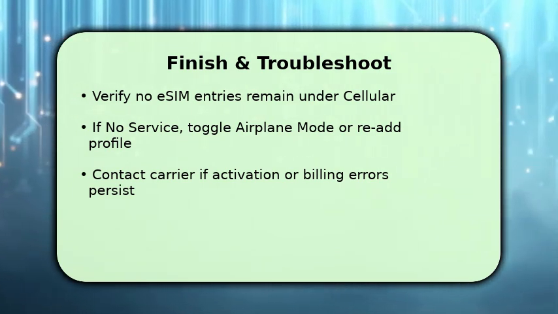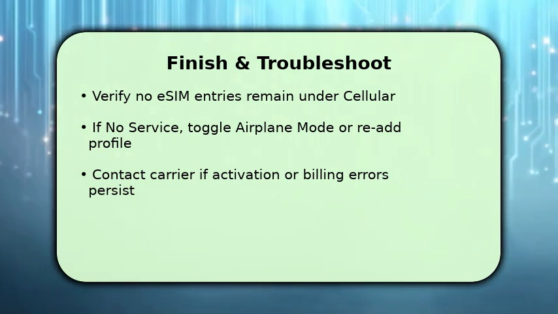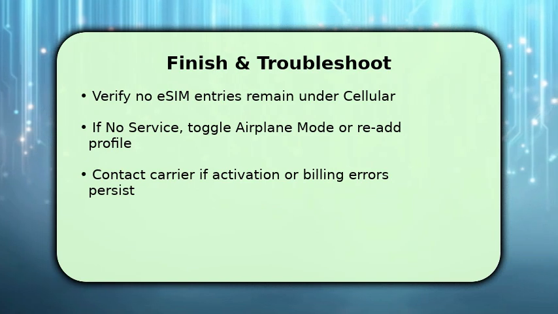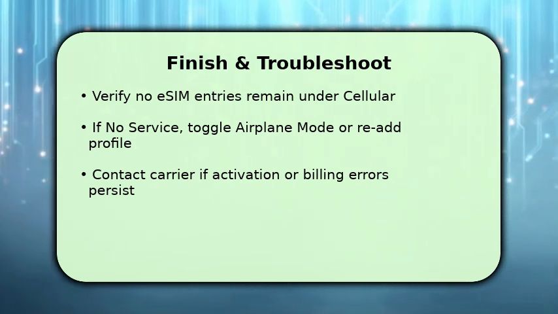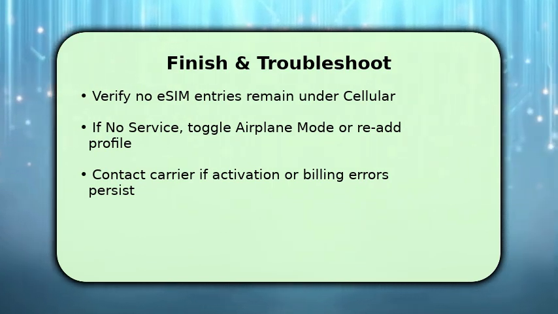If you need the number back, re-add an eSIM using a carrier QR code or their app. If the phone reports activation or billing errors after removal, contact your carrier. They can clear server-side records or reissue a new eSIM.